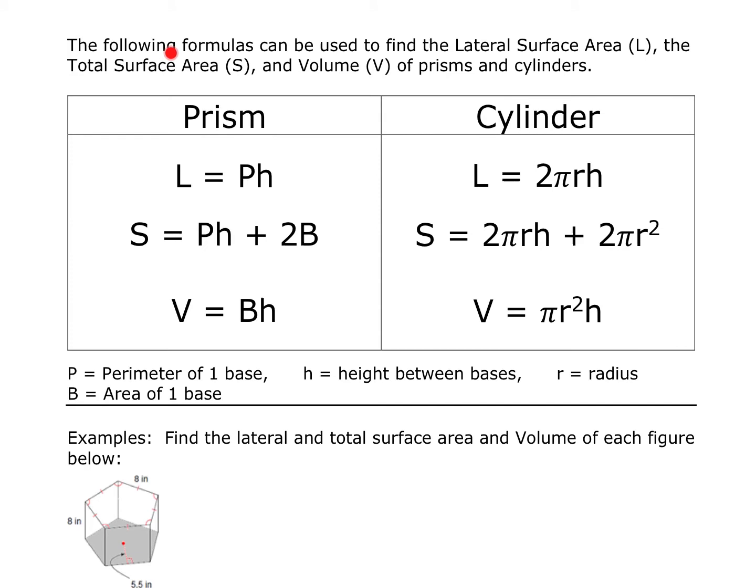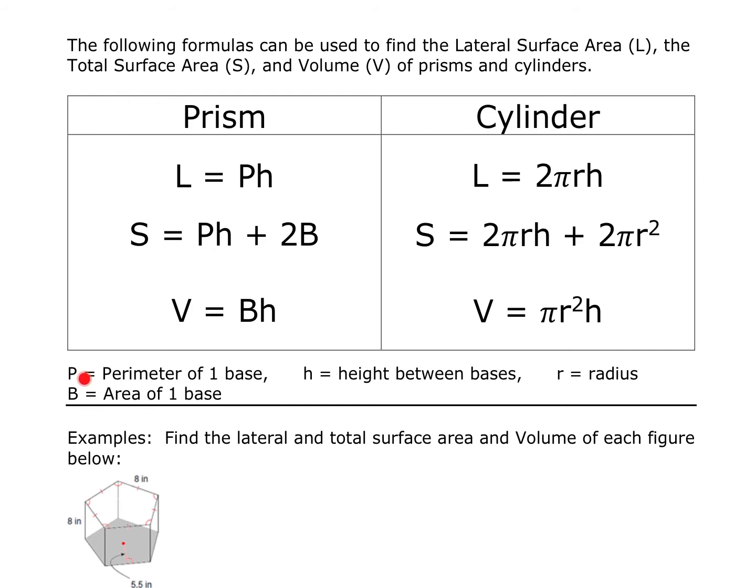The following formulas can be used to find the lateral surface area, the total surface area, and the volume of prisms and cylinders. The lateral surface area equals the perimeter times the height. On a cylinder, it's the circumference times the height. The total surface area is the lateral surface area plus 2 times the base area. And the volume is the base area times the height.